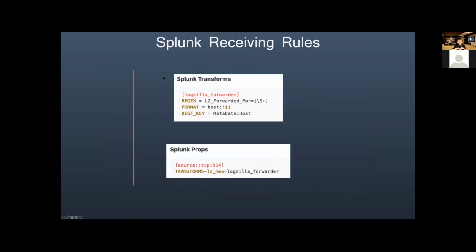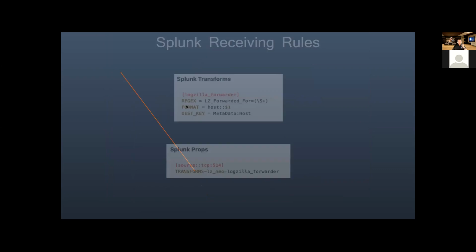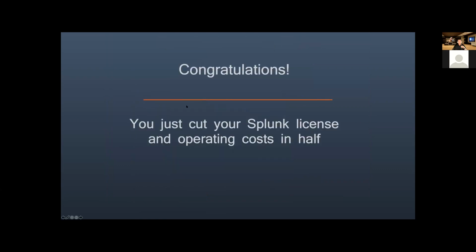On the Splunk side, 2 files. This is all you add on the Splunk side to the transforms and the props, and off you go. You're done. So now you've cut those costs in half. And again, this isn't just Splunk. This is any other downstream tools, same sort of situation, right? We want to read that metadata that says, hey, this happened 100,000 times in the last minute versus having to send 100,000 events.